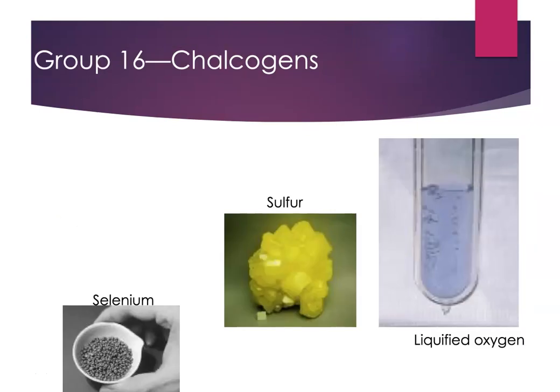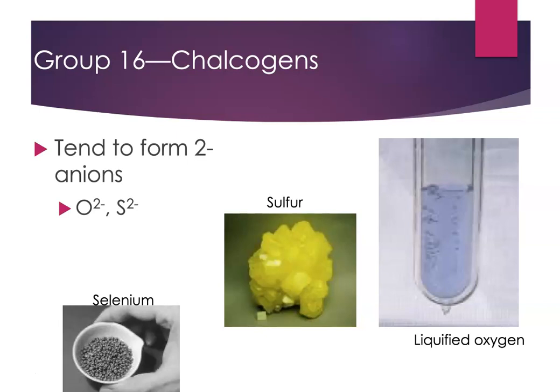The next group I want to discuss are called the chalcogens for group 16. So not every group has a special name, but the ones you need to know, you really need to know. They tend to form ions with a -2 charge. So the oxide ion, the sulfide ion, the selenide ion.